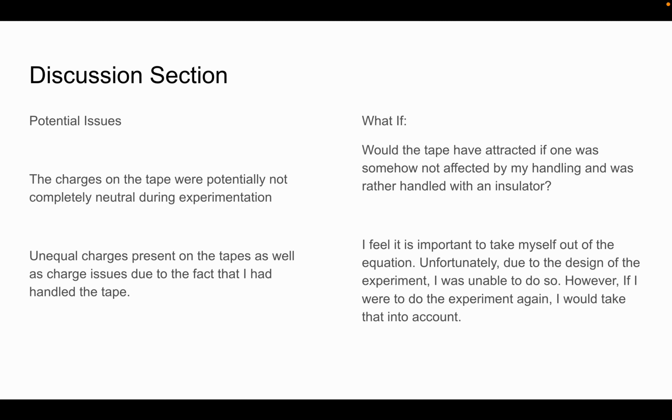The discussion section is very similar to Lab 1 in that the charge is potentially not completely neutral during experimentation, and the tape may have been affected by my handling rather than handled by an insulator. It would be important to take myself out of the equation, but unfortunately, due to the design of the experiment, I was unable to do so. However, if I were to do the experiment again, I would take that into account. That's all I got for Lab 2. Appreciate it.